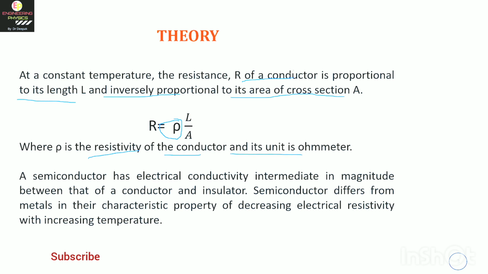Now, about the semiconductor: the electrical conductivity of a semiconductor material lies intermediate between conductors and insulators. Semiconductors differ from metals in their characteristic property of decreasing electrical resistivity with increasing temperature. In the case of metals, the electrical resistivity of the conductor increases with the increase in temperature.